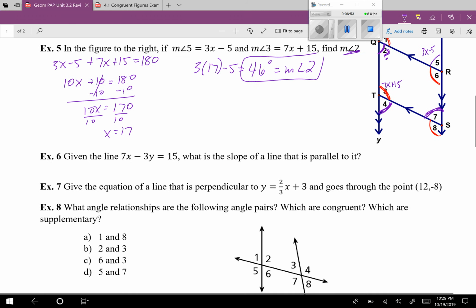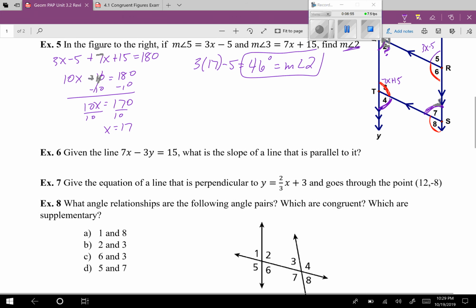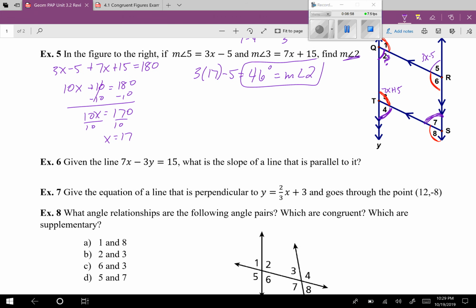All right, next one. Example 6. Given the line 7x minus 3y equals 15, what is the slope of a line that is parallel to it? Okay, so all you got to do is solve this for y, and then look at that slope. So minus 7x, minus 7x. So you have negative 3y equals negative 7x plus 15.